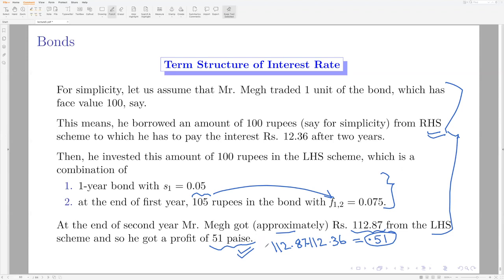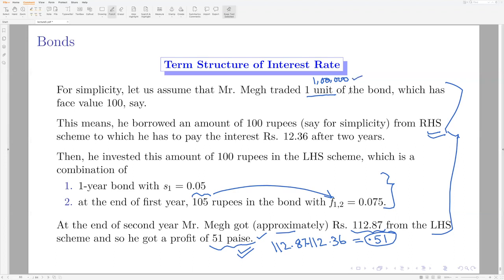Okay, it may sound very little. Oh, in 2 years, he is getting only 51 paise. Don't think like that, because we have calculated this for 1 unit. Since he is not putting any money from his pocket, he can literally increase this unit to any amount. Say 1 lakh units he can trade in this strategy, or even more, because anyway he is not going to put any money. Whatever he borrows, he will put it into the right hand side scheme. Therefore, any amount of units he can buy. Okay, let us say he bought 1 lakh units.